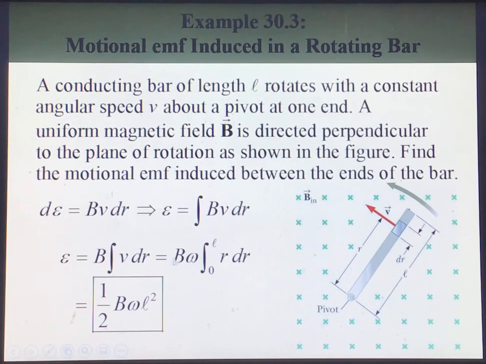Now because this is moving in a circular motion, I know that V is just given by r times omega, where omega is the angular velocity of the rotation. By substituting V equals r times omega, I can pull omega out of the integral, assuming that omega is constant. And then when you run this integral from 0 to L, you get the total EMF as 1/2 times B times omega times L squared.